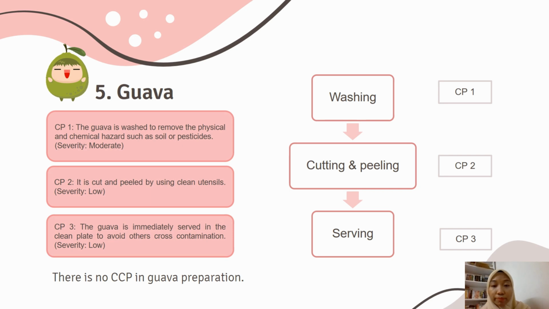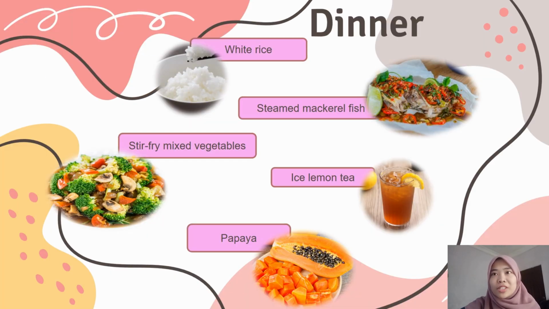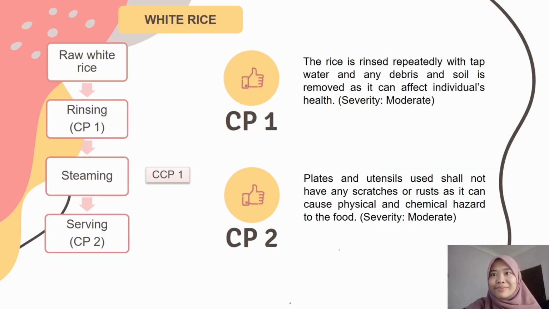That's all from me. Hello, my name is Nurul Shavika. I will explain about dinner's menu for burn patients. So our menu is white rice, steamed mackerel fish, stir-fry mixed vegetables, ice lemon tea and papaya. So the first dish is white rice, but the white rice has been explained in the lunch menus previously.